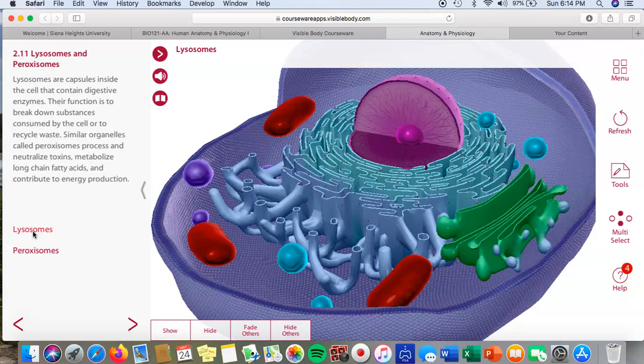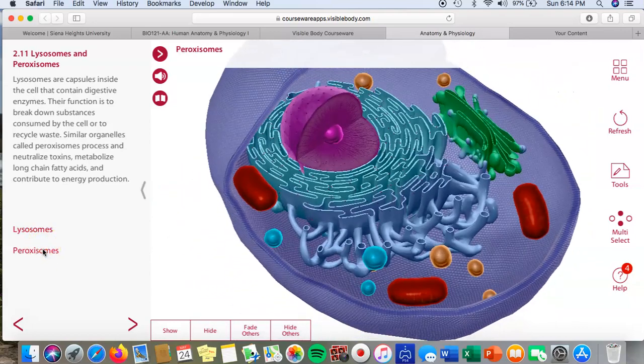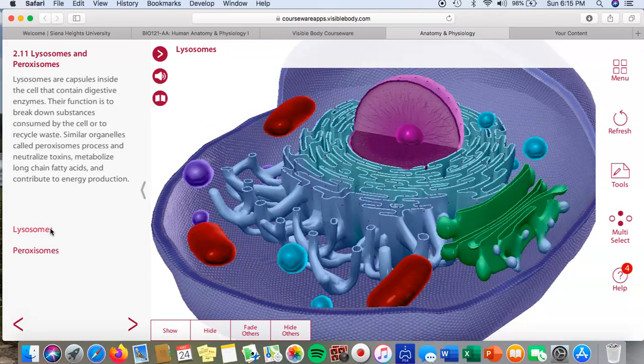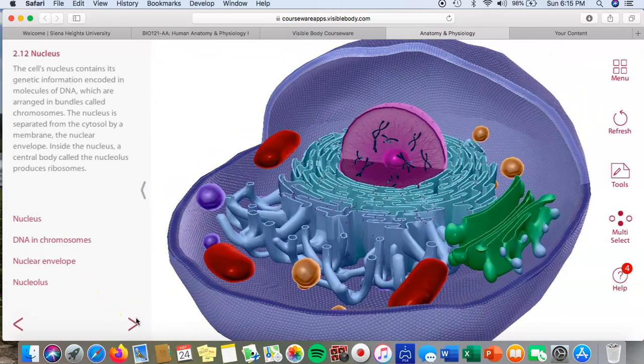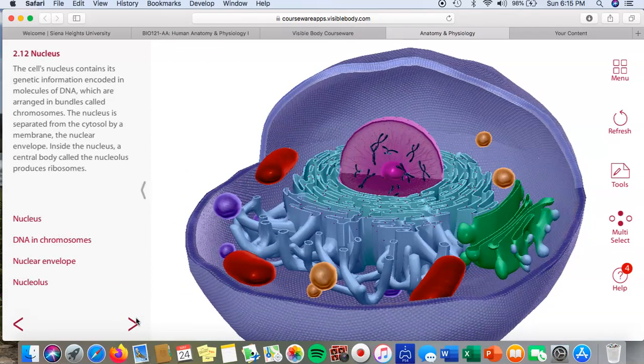And similar organelles are peroxisomes. They are there to neutralize toxins. And if you look at the name, perox, that name suggests exactly what they do. They'll produce hydrogen peroxide, which is H2O2, which is not toxic to cells, and they produce that from things that are toxic to cells. So they're kind of the same idea. They get rid of things that the cell needs to get rid of, but they just do it in slightly different ways. Let's go to the next one, which is the nucleus.